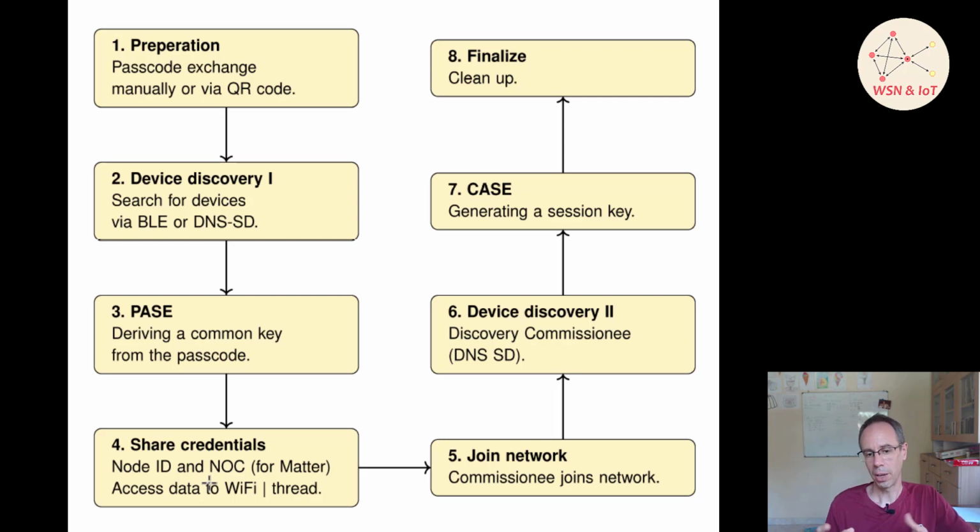And when we're having Wi-Fi or Thread, then as a commissioner we also send the credential for the Wi-Fi network or the Thread network. After this, the commissioner says now you have to join the network, and the commissionee tries to join the network with the credential. Then there will be a new device discovery with DNS-SD, so that the commissioner gets the IP address and so on from the commissionee.